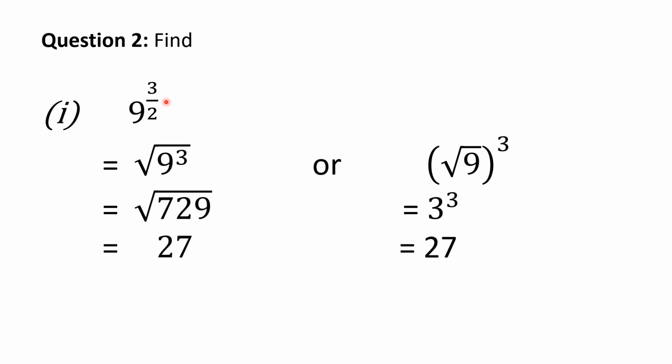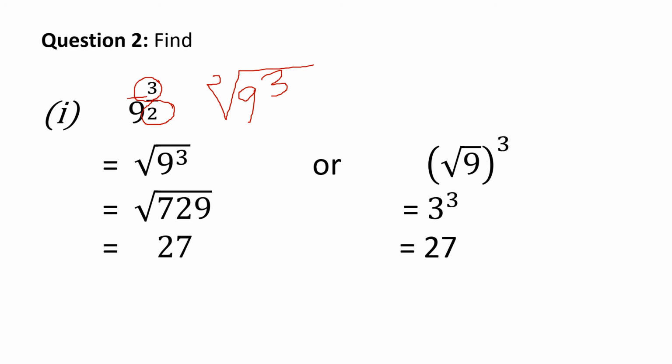9 raised to 3 by 2. I need to find the value of 9 raised to 3 by 2. Now, whenever I see 9 raised to 3 by 2, what do I look at? First, I look at the top number. What does the top number signify? Top number signifies that it's going to be 9 cube, right? And what does the bottom number signify? Bottom number signifies that it's going to be inside a square root, right?